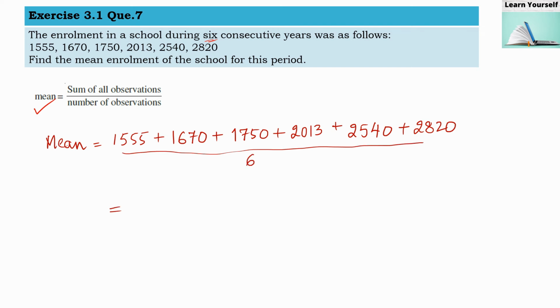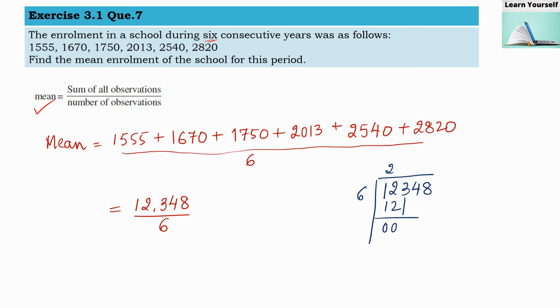So we will get here 12,348 divided by 6. Let us divide this. 12,348 we are going to divide by 6. So 6 2s are 12. We will get 0 here. We are taking 3 down. But we cannot divide this 3 by 6 because it is a smaller number. So here we are going to put 0 and again we are taking 4 down.